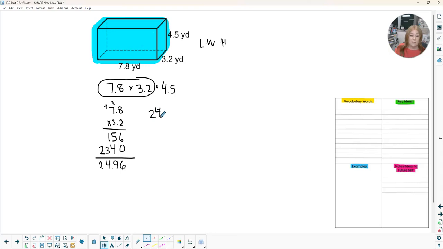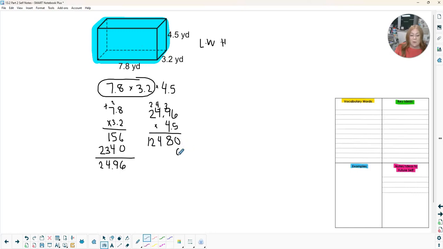Now we need to times that by 4.5. So 24.96 timesing that by 4.5. When we multiply, we can crisscross our decimals. We don't need to line them up. When we line them up, we're making it harder. It literally is like a crisscross sign. So 5 times 6 is 30. 5 times 9 is 45, plus 3 is 48. 5 times 4 is 20, plus 4 is 28. 5 times 2 is 10, plus 2 is 12.